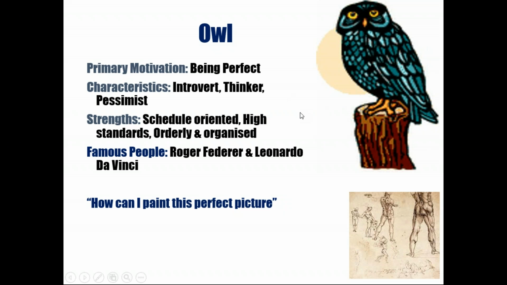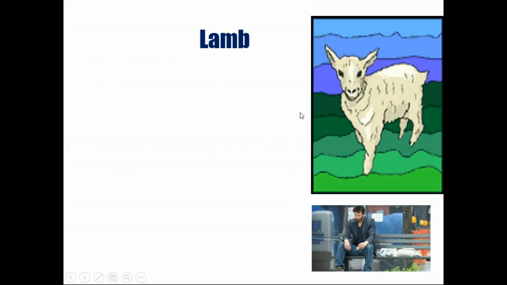So that's the owl. Now, the final one in the series is the lamb. Now, the lamb personality is also an introvert, and their key primary motivation in life is being peaceful. So they'll do everything they can to make sure that they don't rock the boat. So they'll placate arguments. They will steer away from conflict.